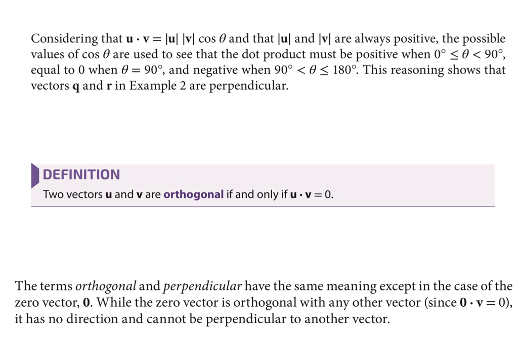Considering what we just talked about, that they're always positive, I just put it back up there. So if it's positive, you have an acute. If it's zero, you have a 90. If it is negative, you have an obtuse, all right? You have a 90 to a 180.